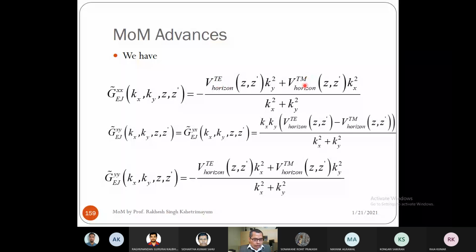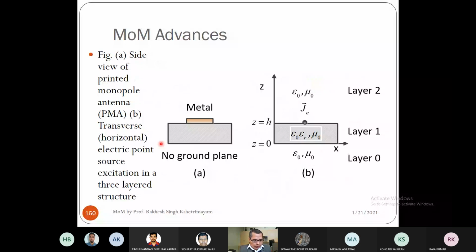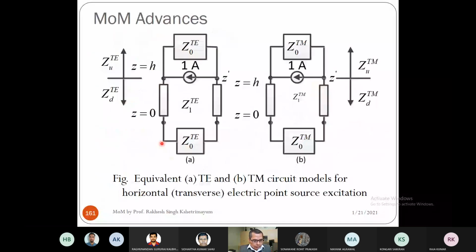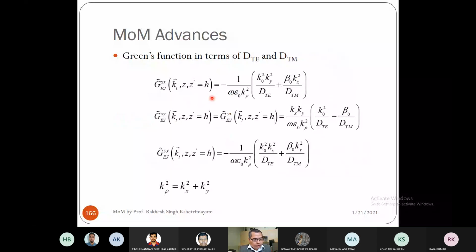So that's how I'll find voltage here. For TE case and TM case, I know the equivalent impedance, that would be the voltage because anyway the current is 1 amp here. So I can just substitute the value of VTE by ZTE and VTM by ZTM, then I can find out the Green's function for component XX, XY, YY. The final expression for GXX, GXY, GYY. It has been observed that GXY is equal to GYX. Here you have new notation: K rho square is KX square plus KY square.